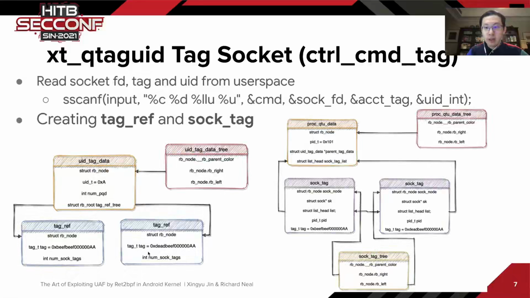By the way, the tag is just a 64-bit integer. Also following a similar pattern, the kernel will find the proc_qtu_data from a global variable and allocate a structure called sock_tag. As you can see, the different sock_tags are linked together, and they are all from the proc_qtu_data structure. So for now, please remember the sock_tag structure. Later we will see the use-after-free in the sock_tag structure.